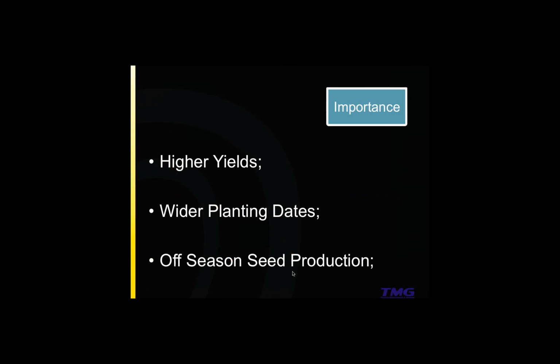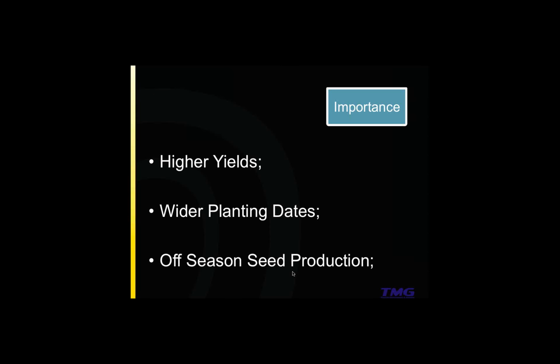Obviously, the importance of the trait: higher yields. Obviously, the more nodes that you have, the higher the yields. Also, wider planting dates. So we could start to grow soybeans not only in mid-November towards December, but start to anticipate the planting dates.